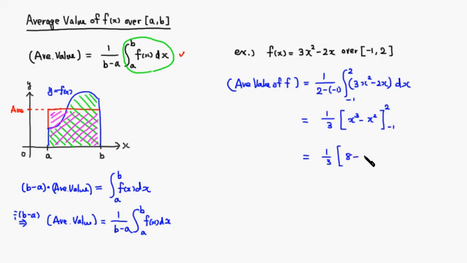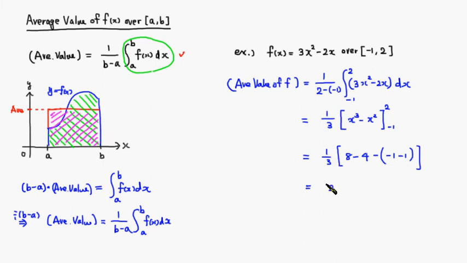Minus, plug in 2, 2 squared is 4. Then minus, we plug in -1, so -1 cubed is still -1, minus -1 squared, so it's going to be -1. This is going to be equal to 4, then minus, so it's going to be 4 plus 2, 6, divided by 3, so it's 2.